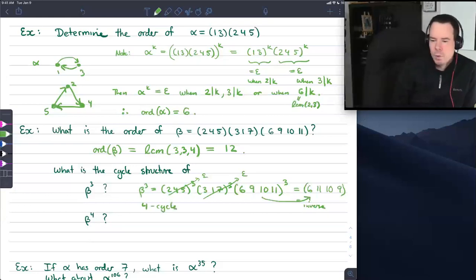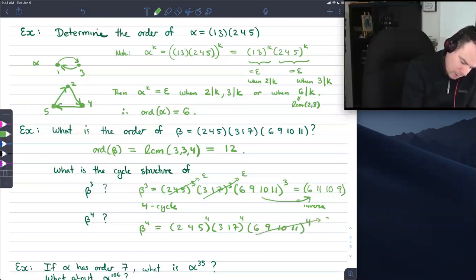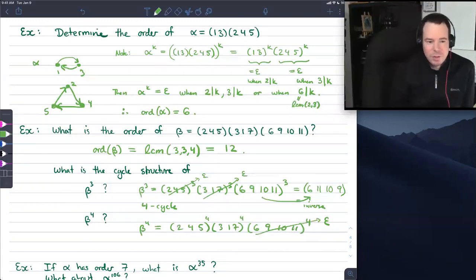How about beta to the 4? What kind of cycle structure does that have? If I took beta and I raised it to the 4th power, does anything die off? Does anything survive? It kills the 4 cycle. You got it. So beta to the 4th kills the 4 cycle. And the 3 cycles, they're not killed. So 6, 9, 10, 11 to the 4 turns out to be the identity. But the 3 cycles are unchanged.